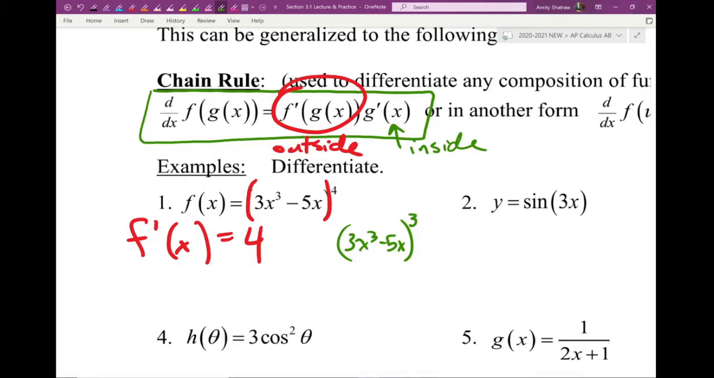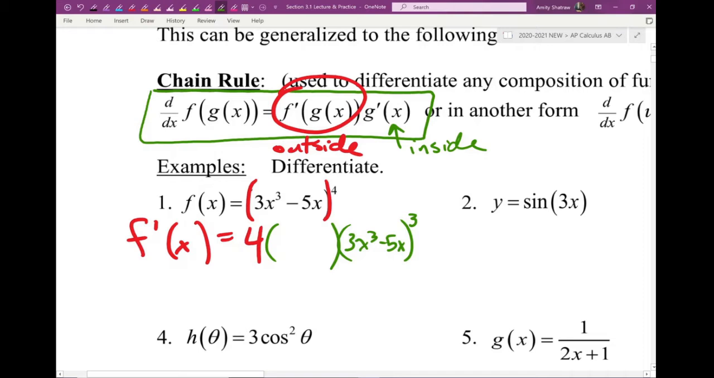So I had that 3x cubed minus 5x. It was to the fourth power. I brought the 4 out in front. I reduced the power down to a cubed. And whatever was in there, it should still be in there. But what else? Well, I should also take the derivative of that inside.